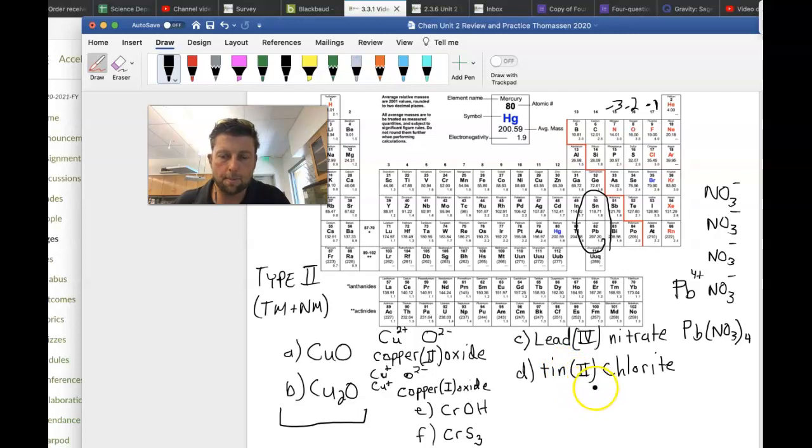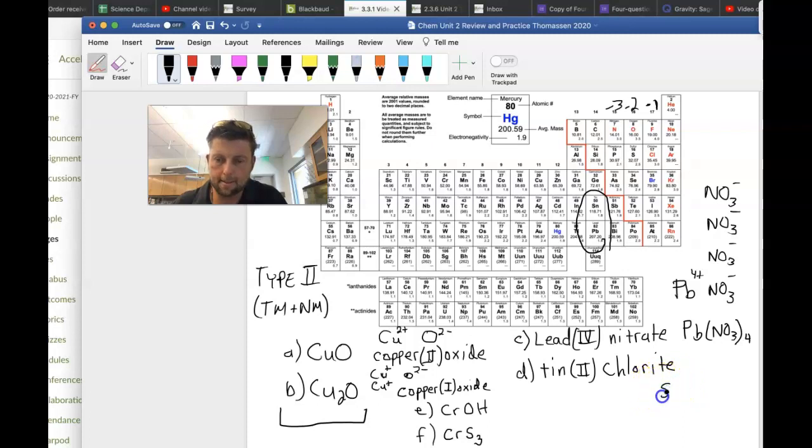For any of these, if you want to pause and try them before I do it, that's not a bad way to go. So if you want to try tin 2 chlorite right now, you can pause and try it. And then also for CrOH and CrS3, that works as well. I am going to add one last one. Tin 2 chlorite.